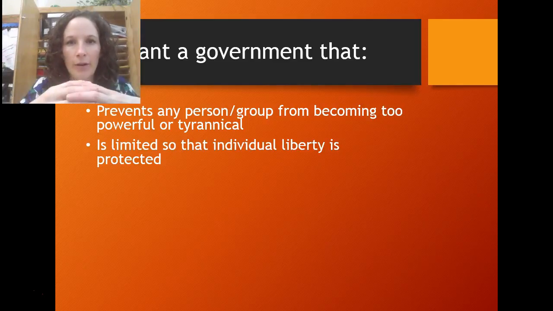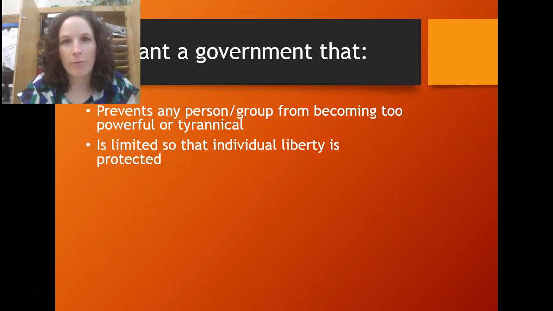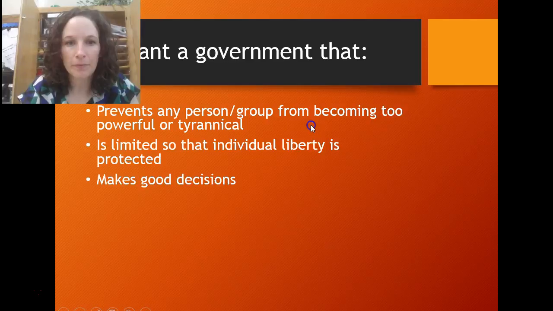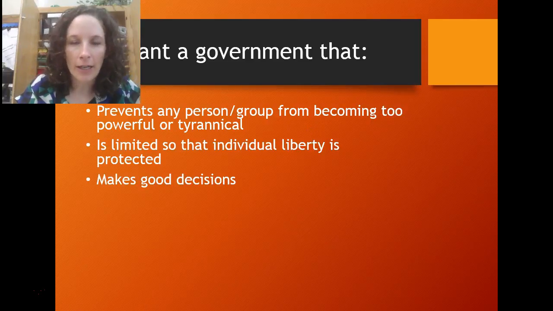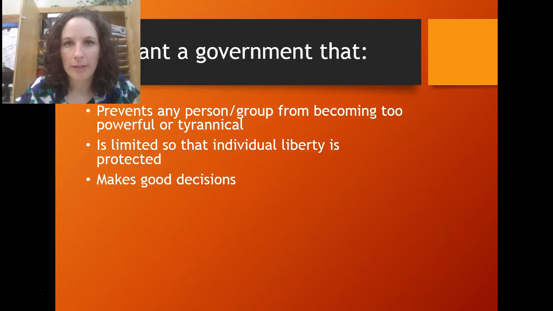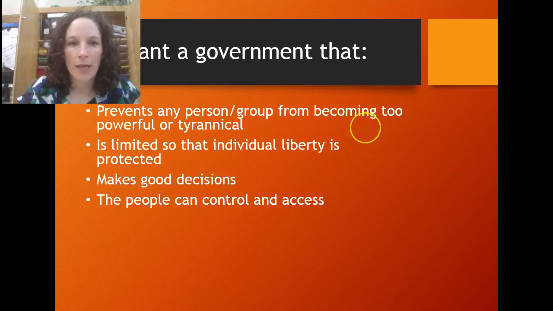So thinking about Lockean principles, we want to protect freedom as much as possible, but have a government that can protect your natural rights. We also want a government that makes good decisions. So something where what comes out of the government is good policy, policy that's been fully deliberated, debated, and thought through. And we do want the people to have control or have access to the government, because if we think of Lockean ideas, the social contract requires the consent of the governed.